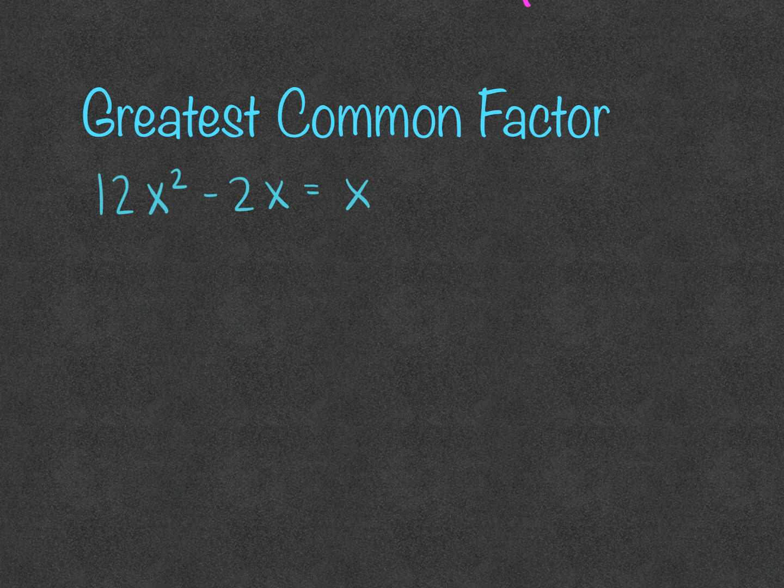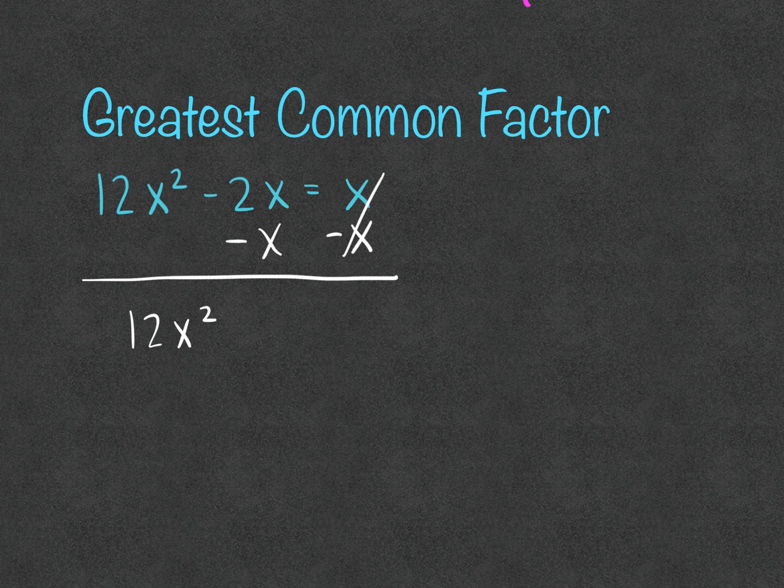No matter what quadratic equation you have, you're always going to start by moving all of your terms to one side of the equation. So I'm going to move my x term over to the left. Okay, so we have 12x squared minus 3x equals 0. That's our first step. After that, we're going to do factoring.